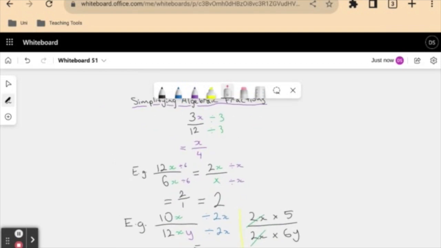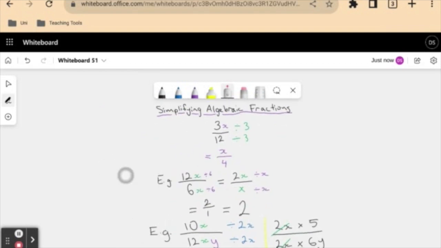So these were just a few examples of how we can go about simplifying algebraic fractions. And I'll ease you guys into using this strategy when we begin to simplify multiplication and division of algebraic fractions.